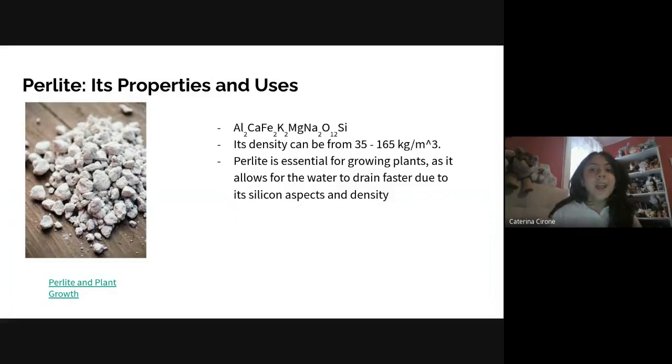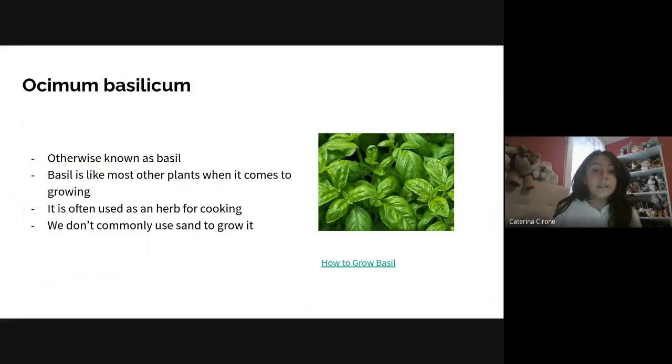Now, perlite is a volcanic rock often used in mixing potting soil, and its chemical composition includes silicon, and its density can be anywhere from 35 to 165 kilograms per cubic meter. Now, perlite is essential for growing plants as it allows for the water to drain faster due to its silicon aspects and its density. Ocimum basilicum is otherwise known as basil, and it is often used as an herb for cooking.